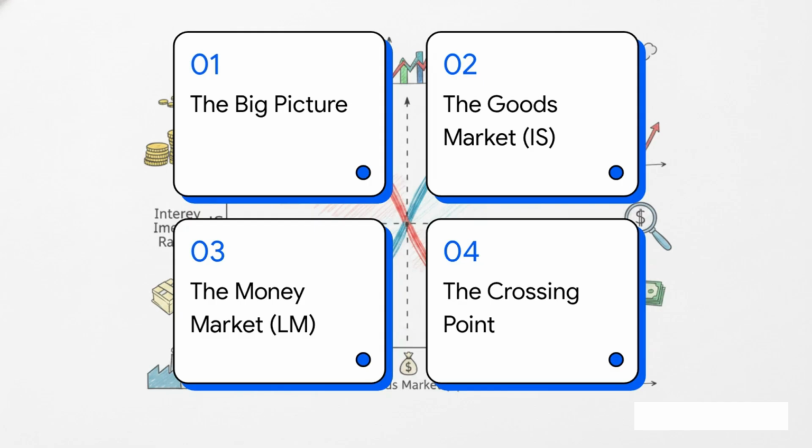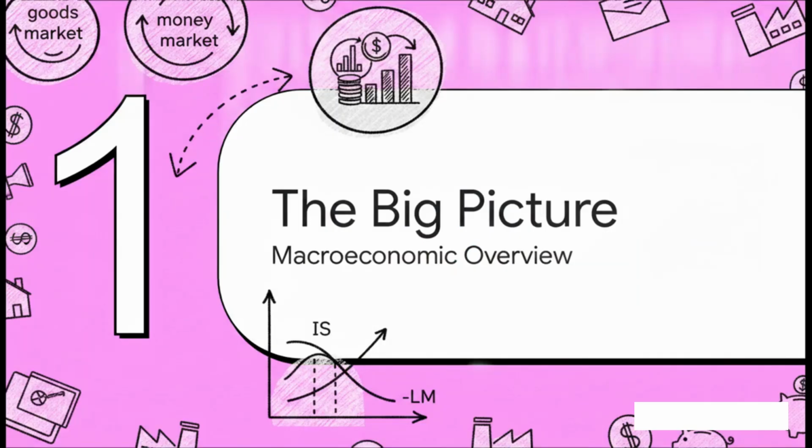So here is our roadmap for today. First, we'll look at the big picture. Second, the goods market, or the IS curve. Third, the money market, or the LM curve. And finally, the crossing point. All right, let's dive right into part one, the big picture.